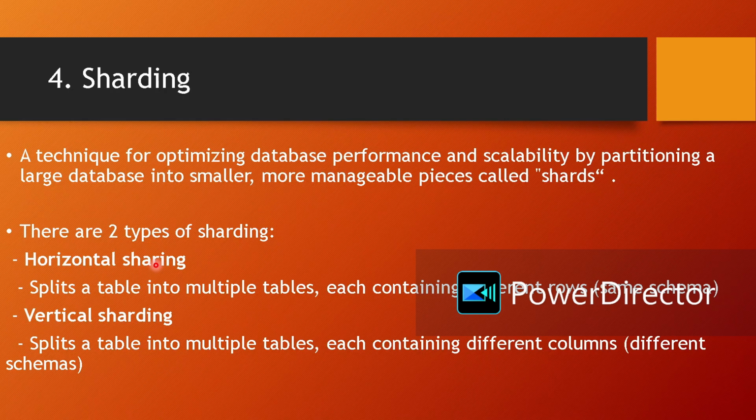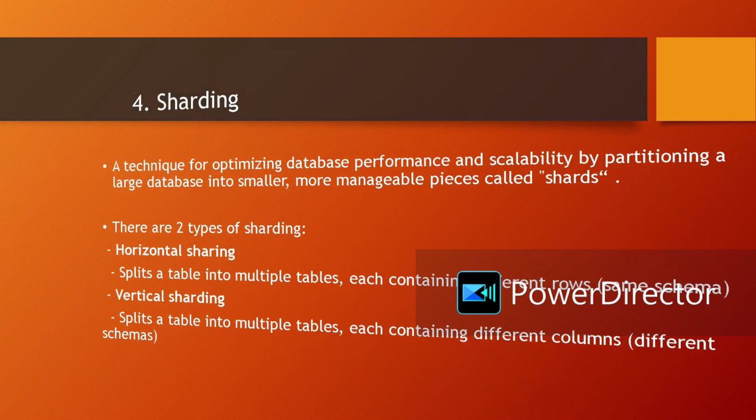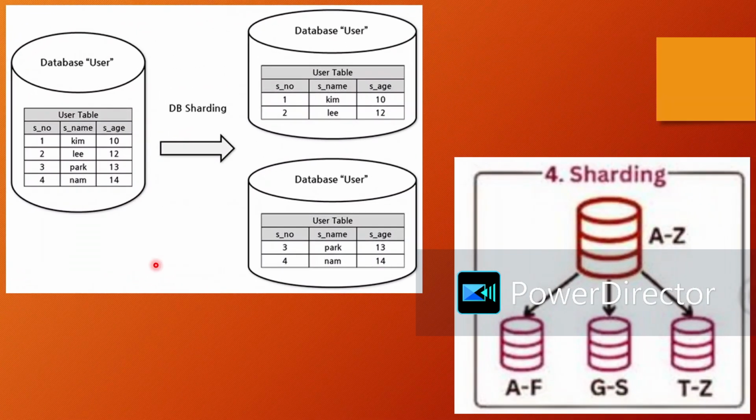Moving ahead to the last one. I'll explain using a picture. Suppose we have a database which is labeled user, which contains a main heading of user table. Under that come S number, S name and S age.